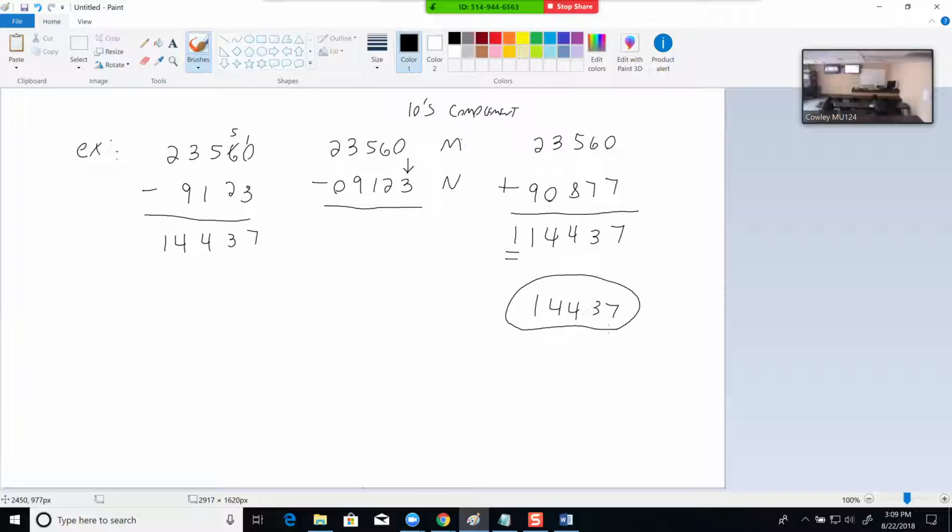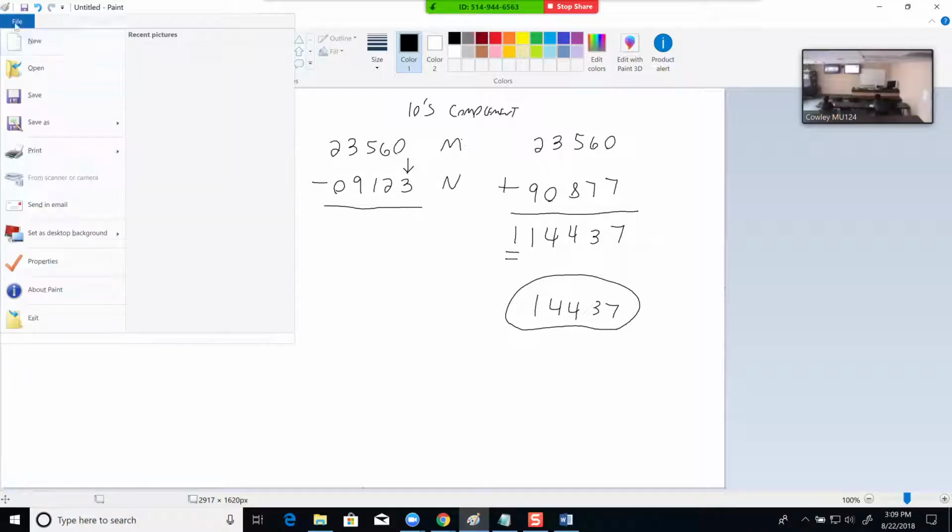Well, let's take a look at subtracting using the 2's complement. That's the example on page 15. So I'm going to clear this off. Is anybody still writing it down? Okay.